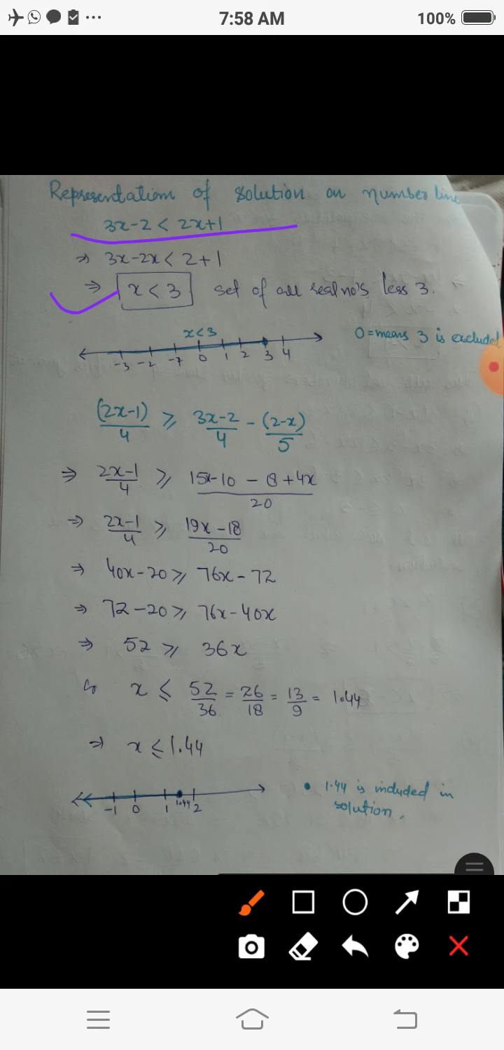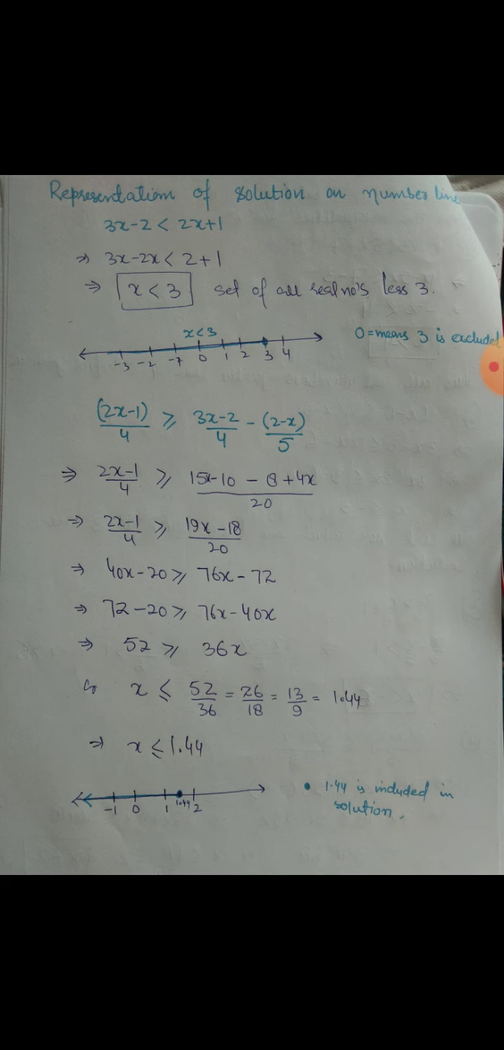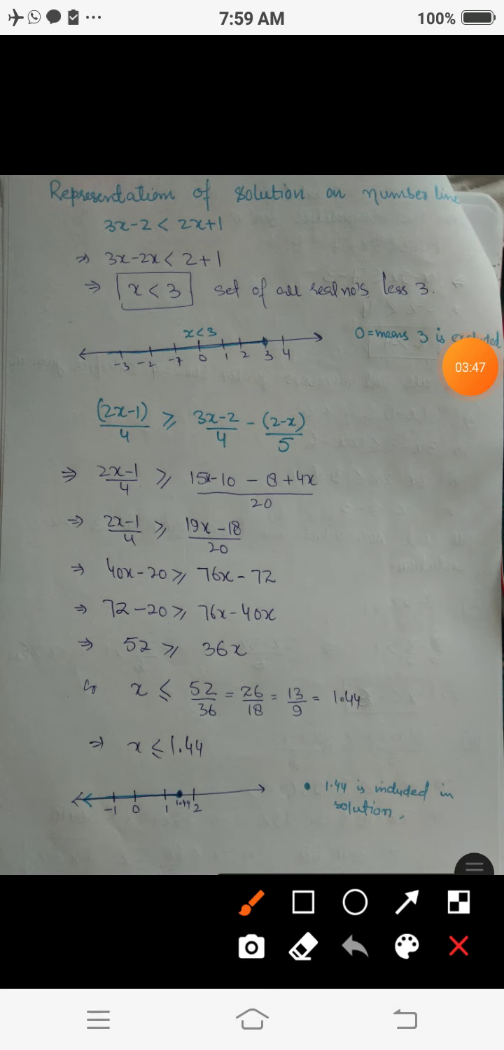The numbers less than 3 are this portion on the line. Here we have a circle at 3. This means that the point 3 is not in the solution set, that is, 3 is excluded from the solution set. So all real numbers less than 3 means this portion. This arrow indicates that 3 is not in the solution set, but all real numbers less than 3 satisfy the given inequality.